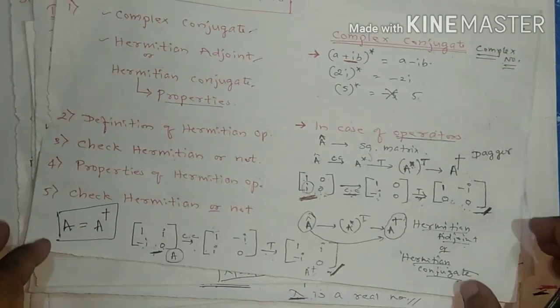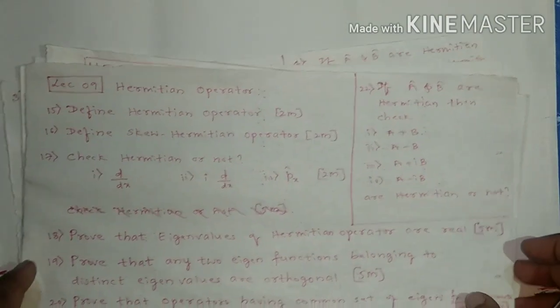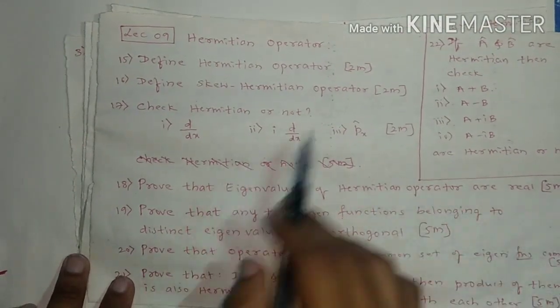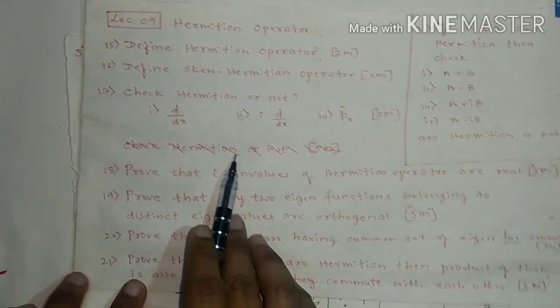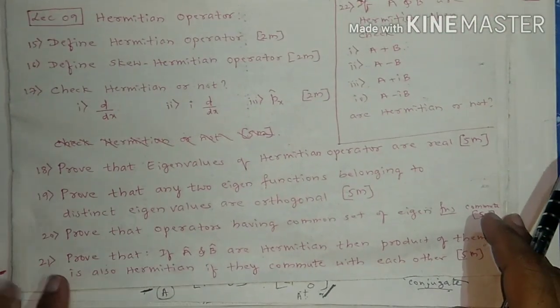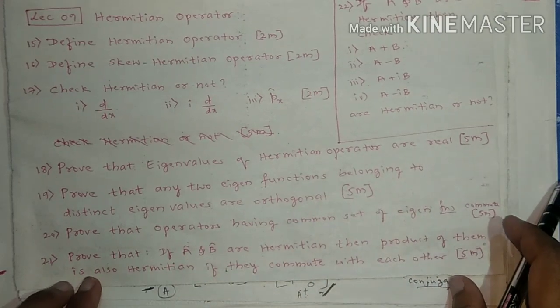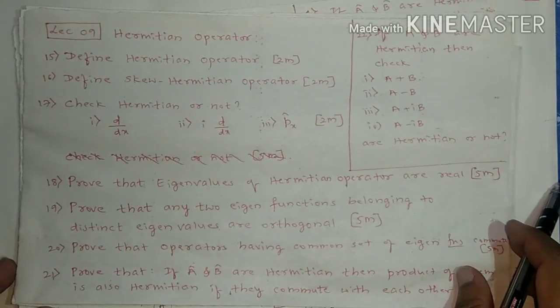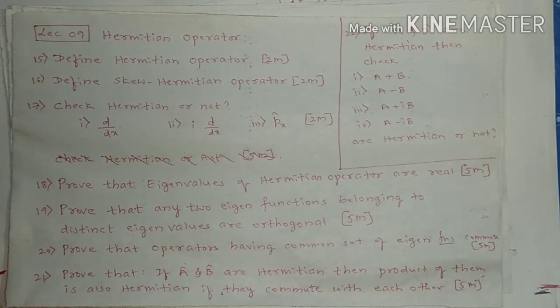So let us discuss a few questions related to this lecture. Very simple, define Hermitian operator. This is straightforward. So these are the questions. These are all straightforward, whichever we have discussed. There is nothing more to discuss on these questions because all of them are straightforward. So we end this lecture.